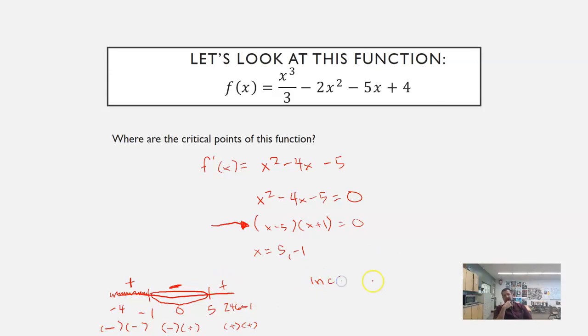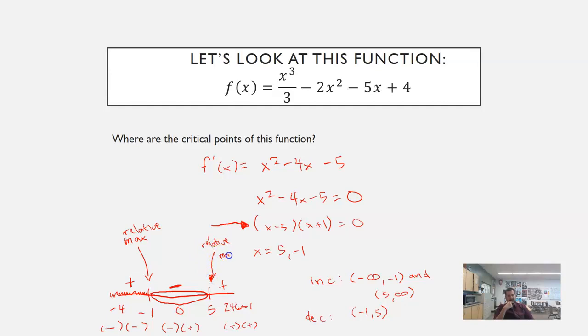So if I wanted to know where my function's increasing, I would say all the way from -infinity to -1 and from 5 to +infinity. Where it's decreasing is from -1 to 5. And we could say at x equals -1, because the function goes from increasing to decreasing, we have a relative max there. And at x equals 5, because the function goes from decreasing to increasing, we have a relative min there.